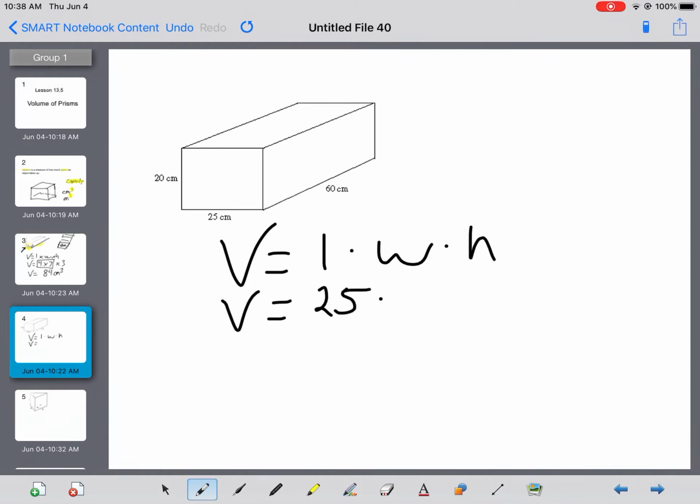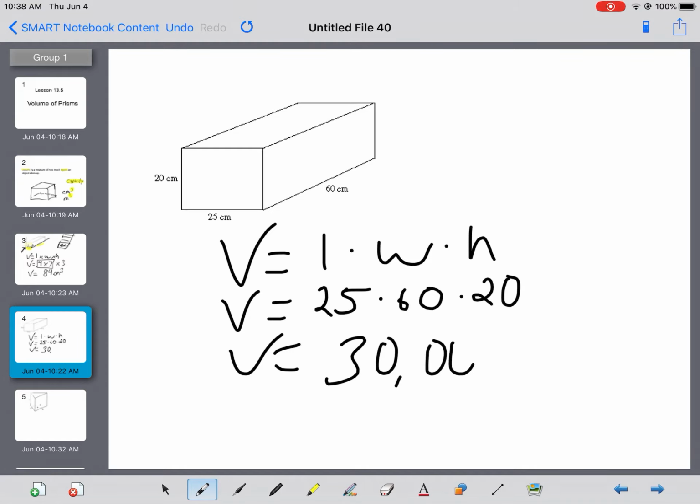It really doesn't matter, in this case, what order you multiply these things in. You're just making sure you multiply the length times the width times the height. And again, feel free to use your calculator on these questions. So we get 30,000 cubic centimeters.